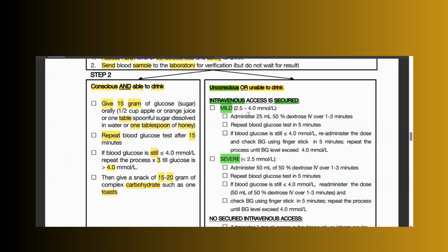2.5 to 4 millimole, between 2.5 to 4 millimole is mild, then administer 25 ml from 50% dextrose IV over 1 to 3 minutes. Then repeat the blood glucose test in 5 minutes. If the blood glucose is still equal or less than 4 millimole, re-administer the dose and check the blood glucose using finger stick in 5 minutes. Repeat the process until the blood glucose level exceeds the 4 millimole.